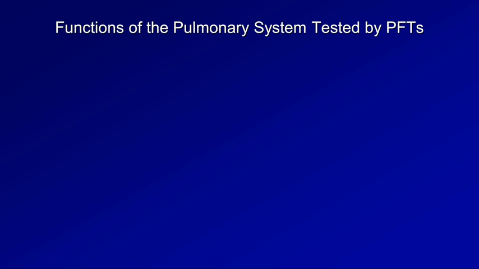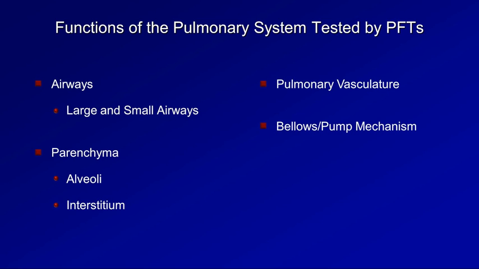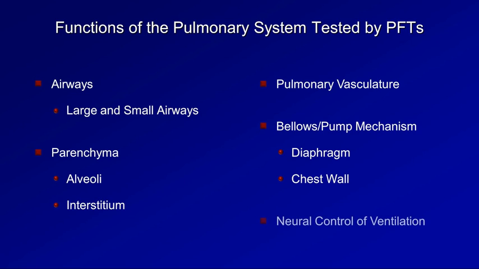What are the actual functions of the pulmonary system that are tested by PFTs? PFTs actually provide information about every component of respiration. It tells us about the patency of the airways, both large and small, about the parenchyma, including both the alveoli and interstitium, the pulmonary vasculature, the bellows and pump mechanism that is actually responsible for the changes in intrathoracic pressure that cause air to move in and out of the lungs. This includes both the diaphragm and the chest wall. Finally is the neural control of ventilation. That is the brain telling the lungs to breathe as frequently and deeply as it should.